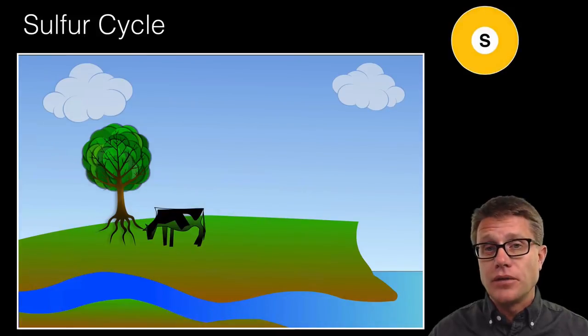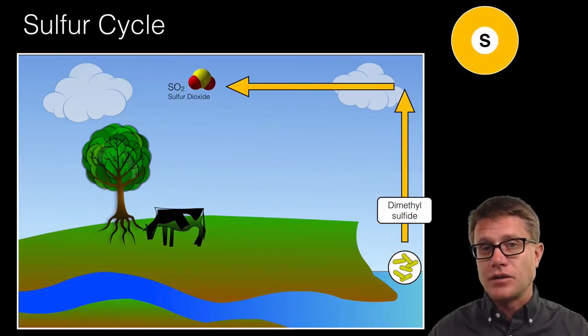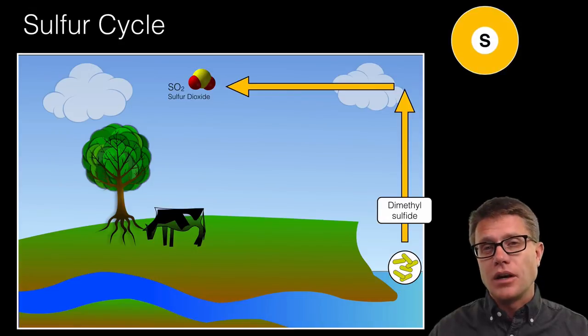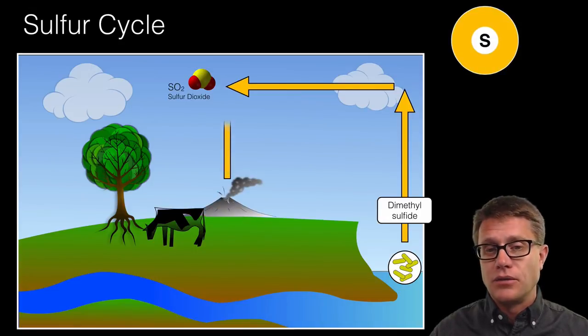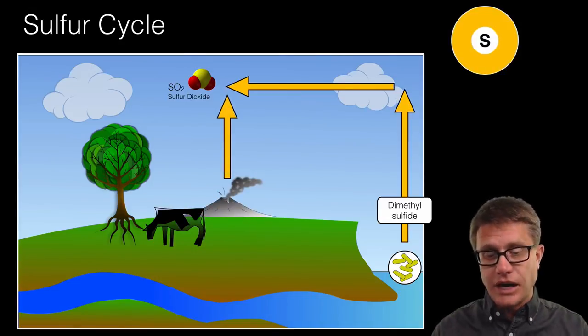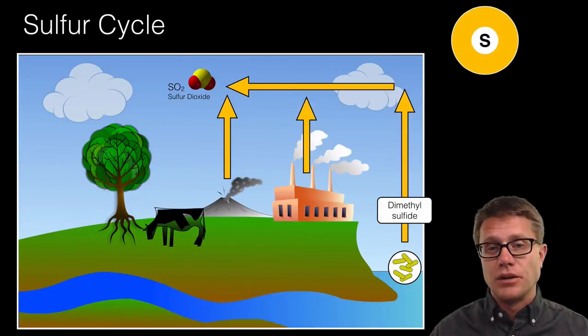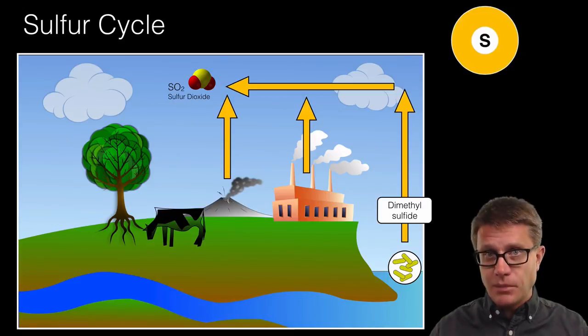And then finally, we have the sulfur cycle. The sulfur cycle is going to move from the oceans, the sulfur. We have bacteria that are going to convert that into dimethyl sulfide, which eventually becomes sulfur oxide or sulfur dioxide. We can also increase sulfur dioxide through volcanism. So volcanoes are releasing hydrogen sulfide, which becomes sulfur dioxide. And then factories are going to release sulfur dioxide as well. It's in the atmosphere now.